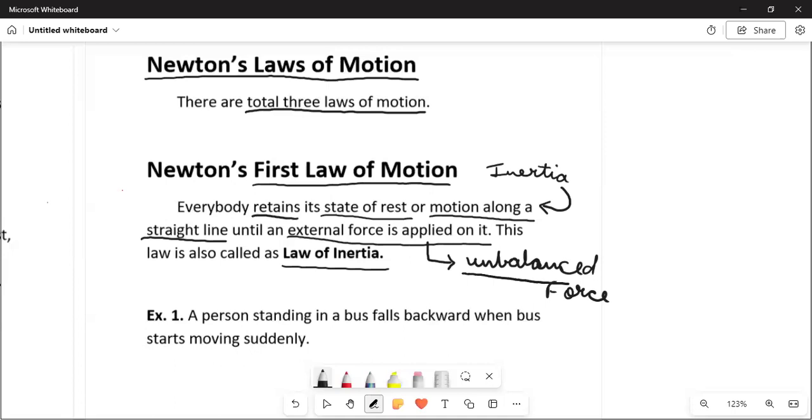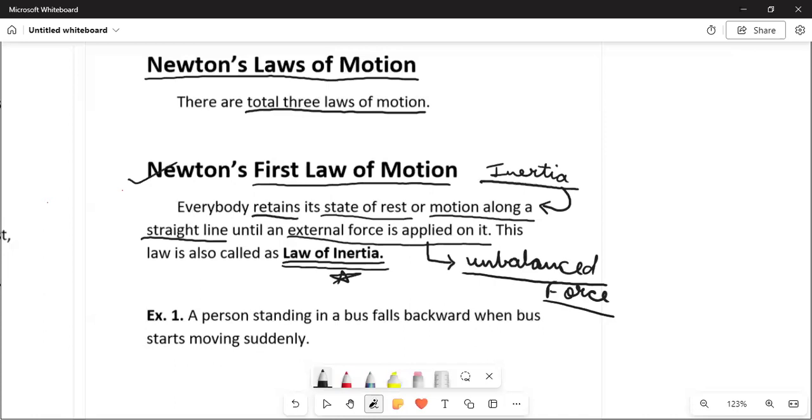And if an unbalanced force is not applied, the body will retain its state of rest. अगर रेस्ट में है तो रेस्ट में ही रहेगी, and if it is continuing a motion, it will continue its motion. उसमें कोई भी change होगा नहीं. And this Newton's first law of motion is also called the law of inertia. This is also equally important. Whatever statement there is in inertia, it is the same for Newton's first law of motion, because of which it is called the law of inertia.